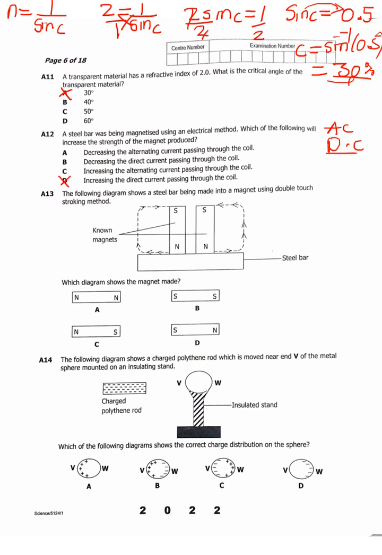Okay, now we can move on to question 13. The following diagram shows a steel bar being made into a magnet using the double touch stroking method. Which diagram shows the magnet made? One thing that you need to have in mind is the pole of the bar that you are trying to make must be opposite to the pole of the magnet that you are using to hit that bar. So since each magnet has a north pole, we are trying to create a south pole here.